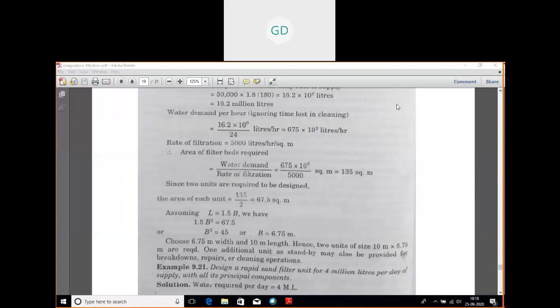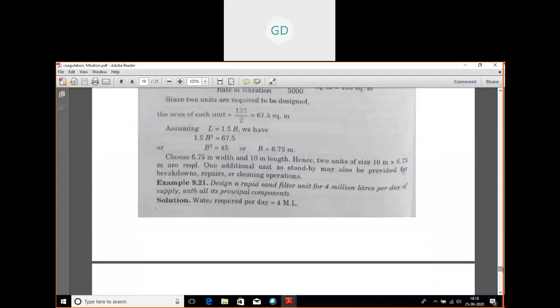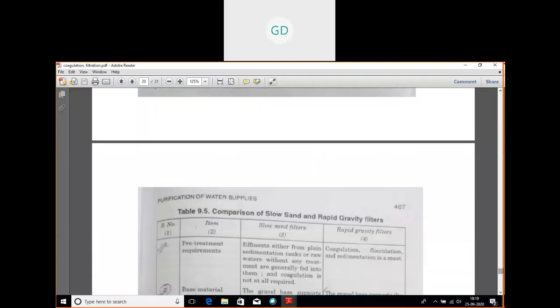Okay, so we have done the numerical. Now we will see the differences between your slow sand filter and rapid sand filter. On the basis of different items, your rapid gravity filters and slow sand filters are compared. So let us see.